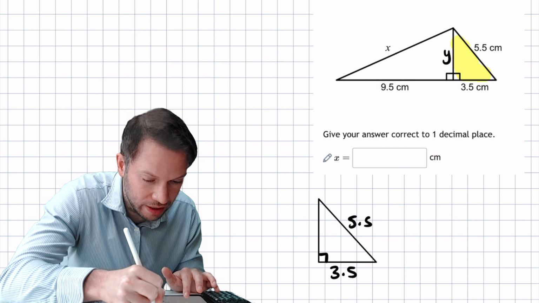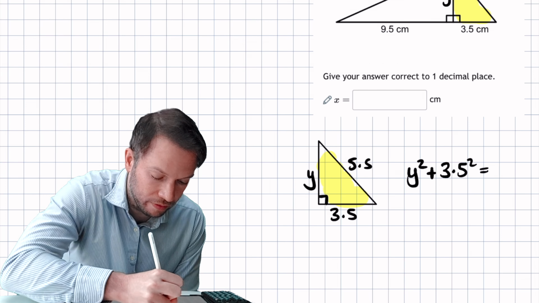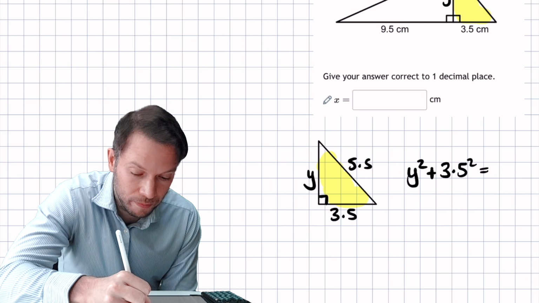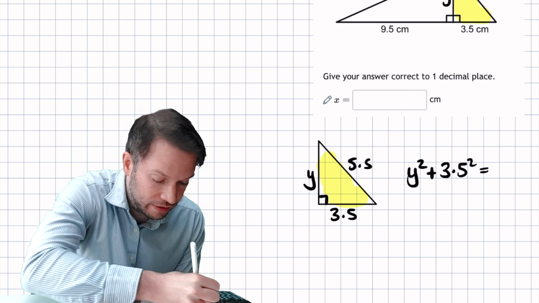And remember how Pythagoras' theorem works. If you do one of the shorter lengths squared, so this y squared, for example, and you add the other shorter length squared, so 3.5 squared, that gives you the length of the hypotenuse squared. So the longest side, this 5.5, is always opposite the right angle. So that is equal to 5.5 squared.